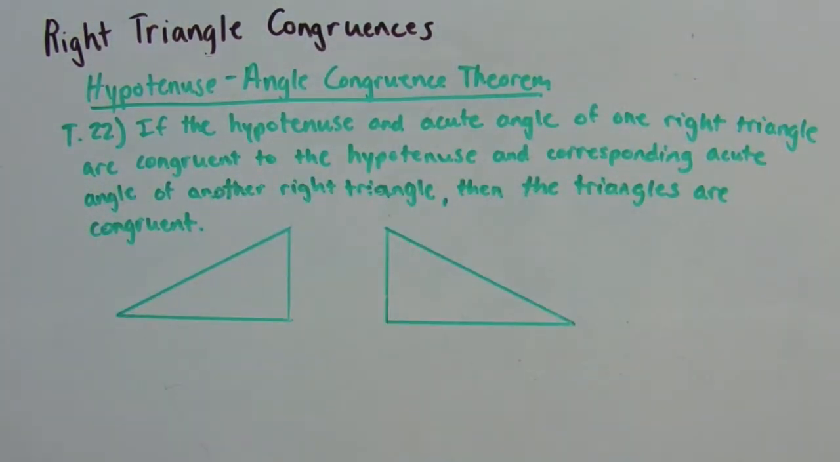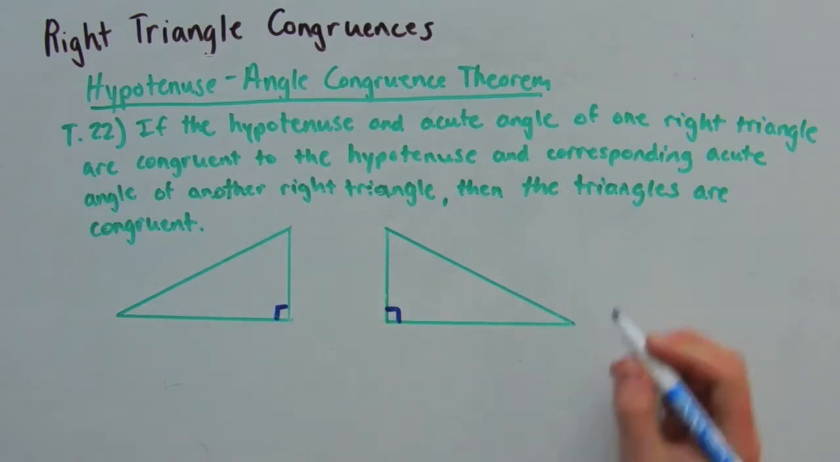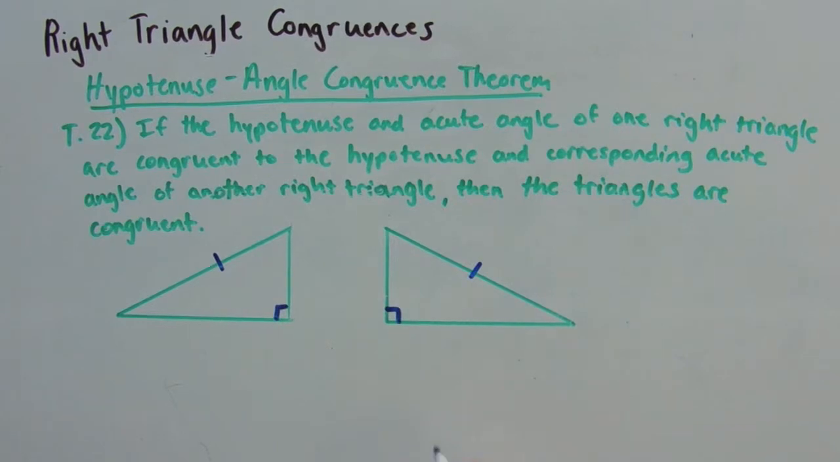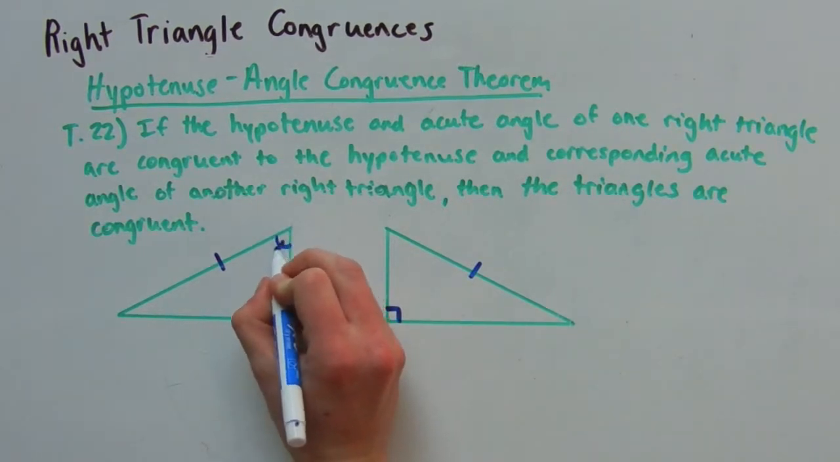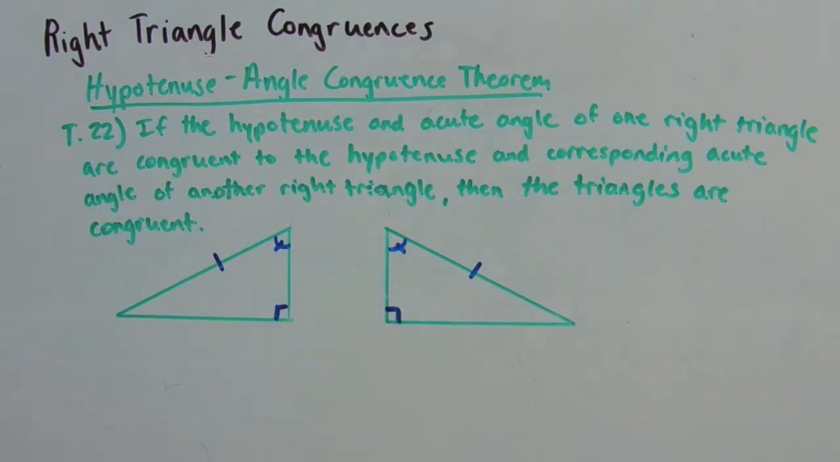The hypotenuse-angle congruence theorem, T22, says that if the hypotenuse and acute angle of one right triangle are congruent to the hypotenuse and corresponding acute angle of another right triangle, then the triangles are congruent. Here we have two right triangles where the hypotenuse of both are congruent and an acute angle and a corresponding acute angle are also congruent.